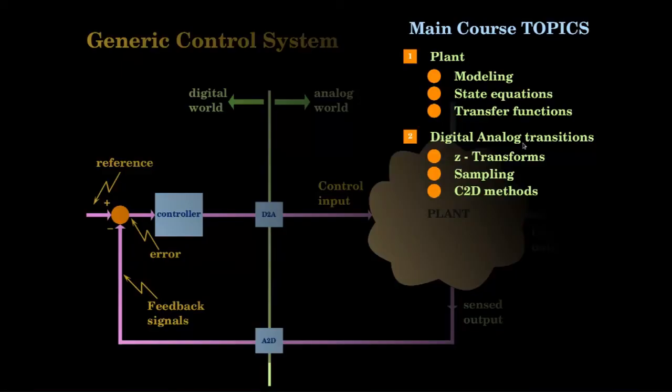You would have studied S domain, S plane, Laplace transforms, all those things in your BE control systems course. We will not be using that, we will be using the Z transforms, Z plane equivalents in the digital domain, sampling and continuous to discrete methods.